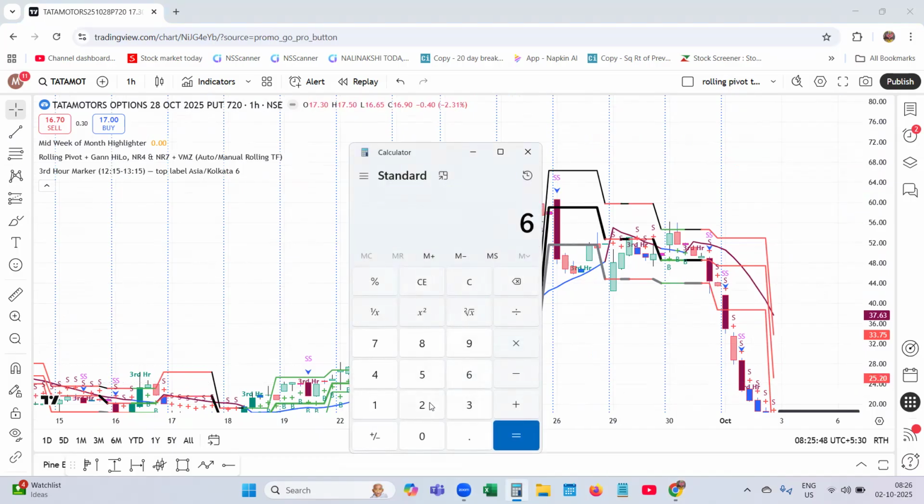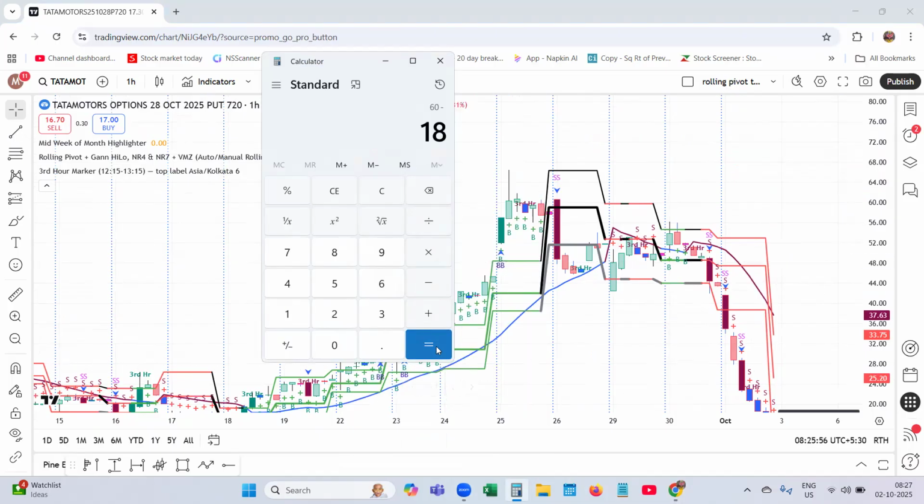60 minus 18, if you would have entered. This is the beauty of the indicator. So you could have got 42 as a positional trader. You could have held this option.